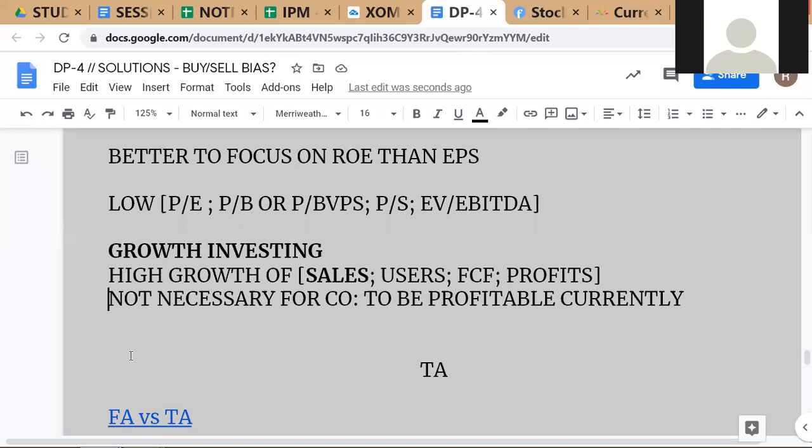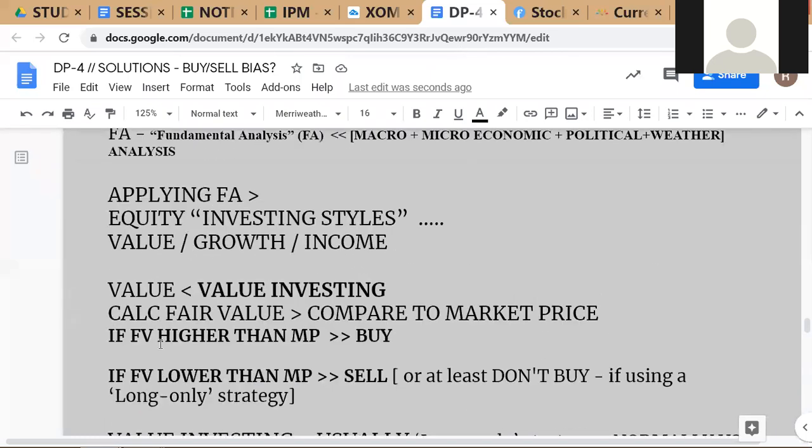All right, so we have done these three, and income investing is also something that you should understand.